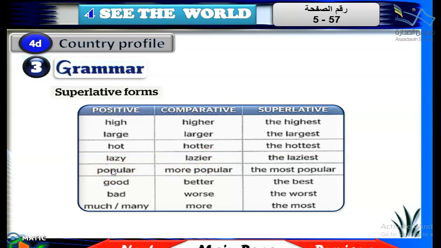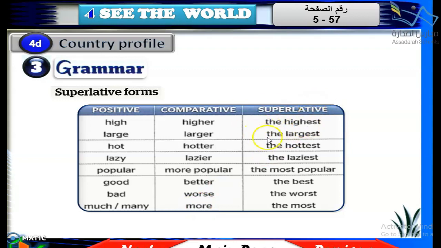For long adjectives, which means adjectives which have more than 2 syllables, like the adjective popular, it is made of 3 syllables. In the comparative form, we add more, and then we keep the same adjective as it is, we don't change it. For the irregular adjectives like good, bad, much, many, their forms change in the comparative. For example, good, better, bad, worse, much or many, more.